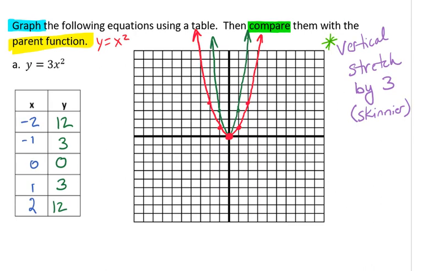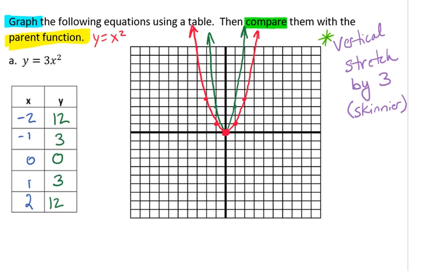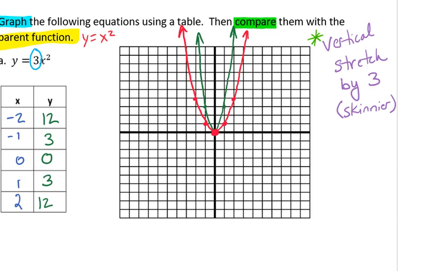So that means that our graph is skinnier than our parent function. So now we've graphed it, and we've also compared it to our parent function. We know that it's a stretch by 3 because of the 3 in our equation here. So because of that 3, that's how we know that's a vertical stretch by 3 as well.